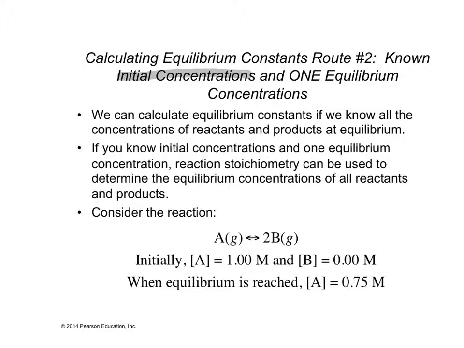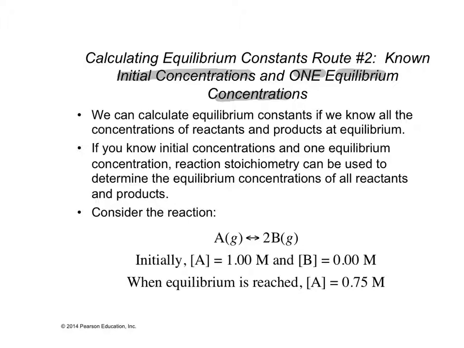And then at the end of the reaction, when it has come to equilibrium, you would be capable of measuring one equilibrium concentration, right? So if you know all of the initial concentrations and you know one of the equilibrium concentrations, you will be able to determine the remainder of them from the initial concentrations and the stoichiometry of the reaction. So let me try to illustrate what I mean by that.